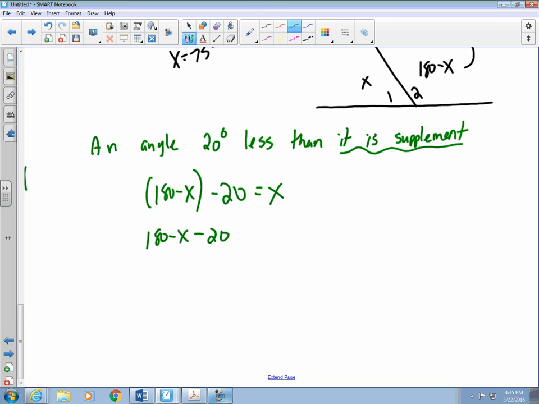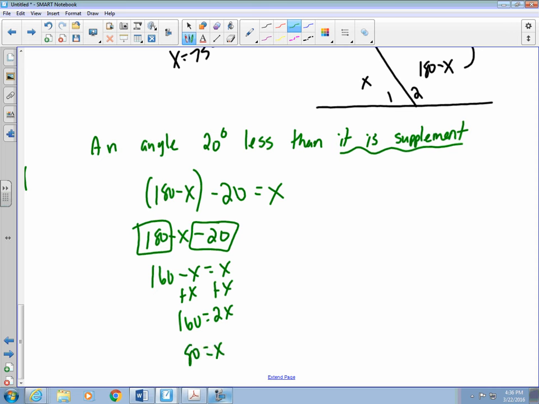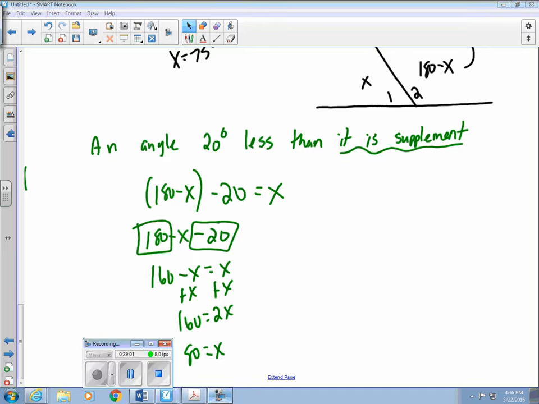You really don't even need those parentheses, and you would just combine like terms. You would simplify and add your x to both sides, and then divide, and then you finally got your answer. So just watch out for the "less than." So 160 divided by 2, took me a second there, 80. Okay, now go ahead and try to work out a couple of those problems.